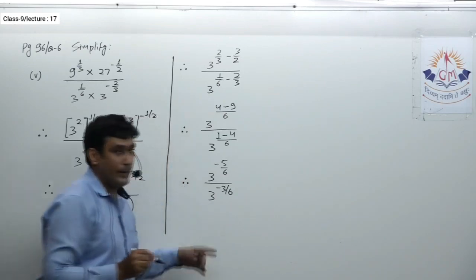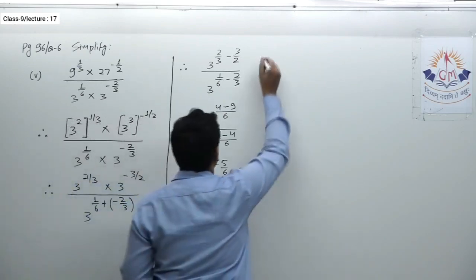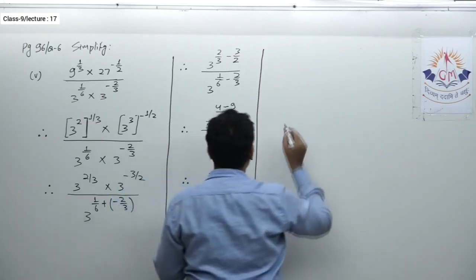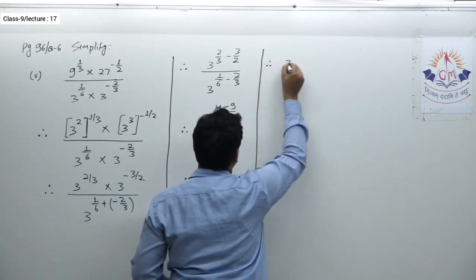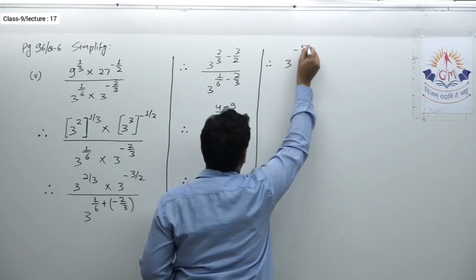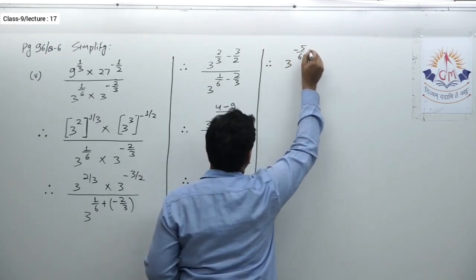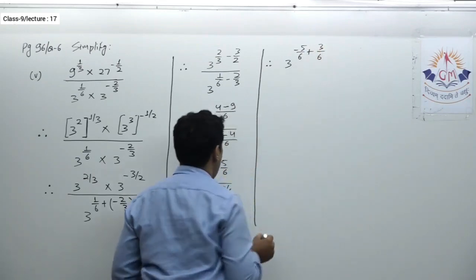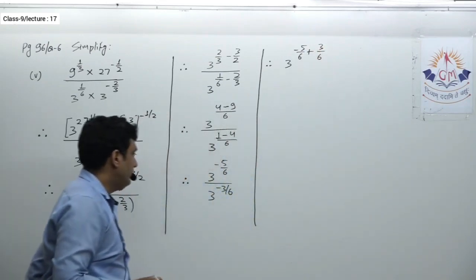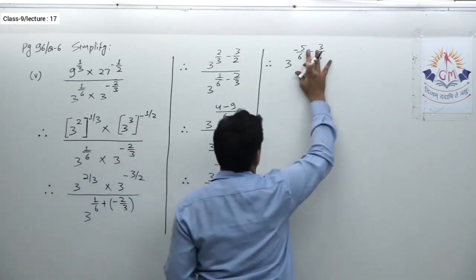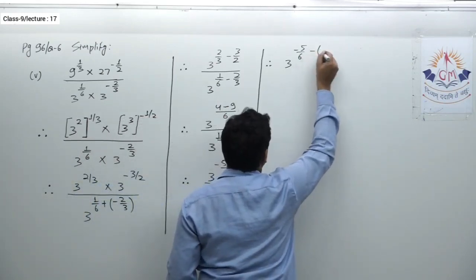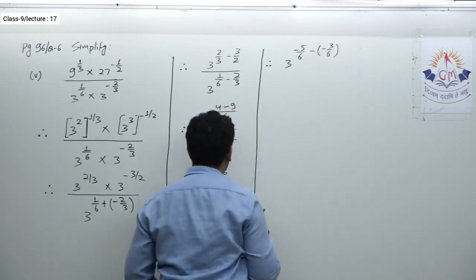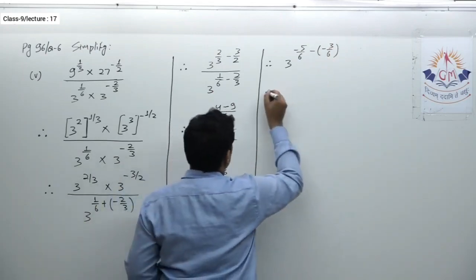Okay, now I can apply the quotient law. So by applying that, I can write that 3 raised to minus 5 by 6 plus 3 by 6. Okay, actually see, quotient law says negative, but there is minus sign already, that's why I wrote 3 by 6 directly. But okay, let me write this for your better understanding.